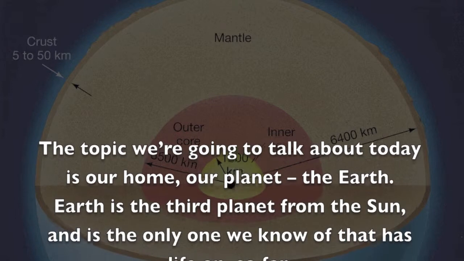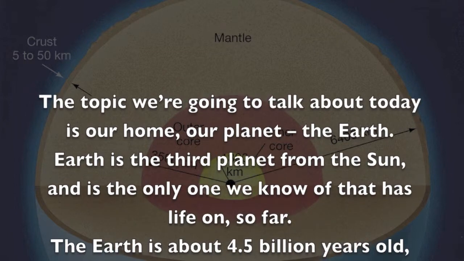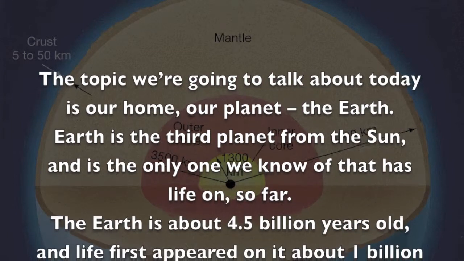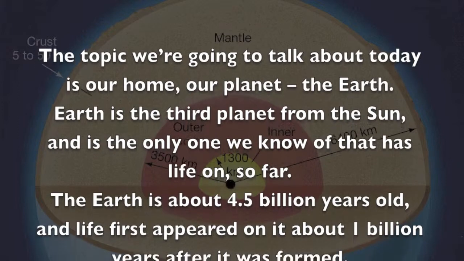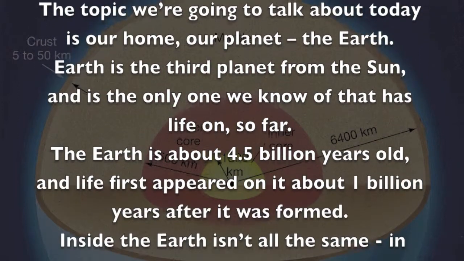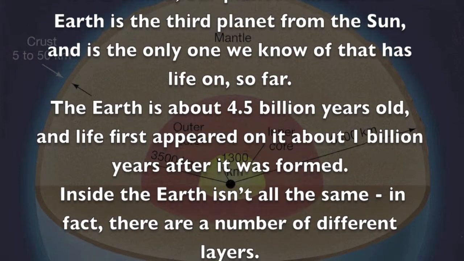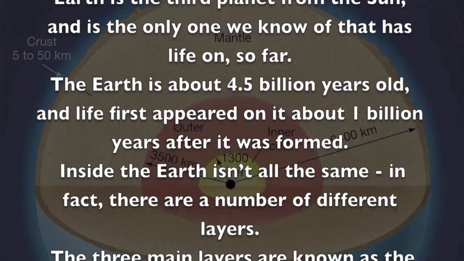The topic we're going to talk about today is our home, our planet, the Earth. Earth is the third planet from the Sun, and is the only one we know of that has life on it, so far. The Earth is about 4.5 billion years old, and life first appeared on it about 1 billion years after it was formed.